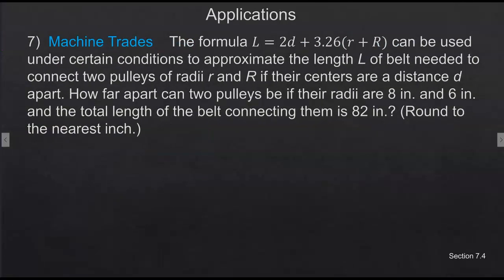Okay, here's the next one. Now this formula is kind of a long, messy one. I'll write it out again and then we'll read about it. We want to identify all the parts. So it says this formula can be used under certain conditions to approximate the length L of belt needed to connect 2 pulleys of radii R and r. So that means we have a radius 2 times. That's plural for radius. If their centers are a distance D apart.